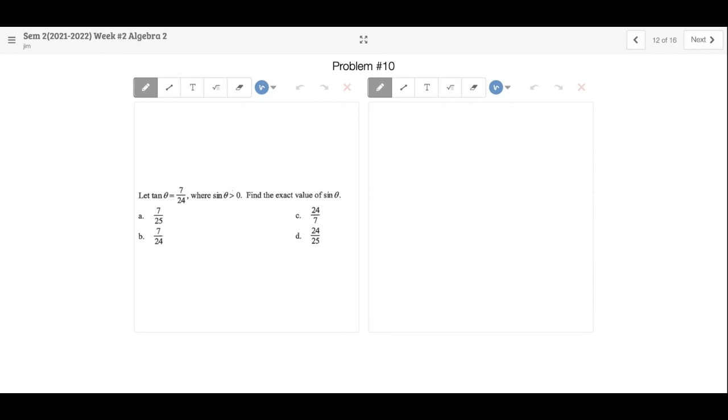All right. So here's what I would do on a problem like this. I'd make my triangle out. I'd put theta in. And then I know tangent of theta is 7 over 24. Well, tangent is opposite over adjacent. So I just put 7 and 24. Then I'm going to find the missing side here. So 7 squared plus 24 squared is equal to c squared.